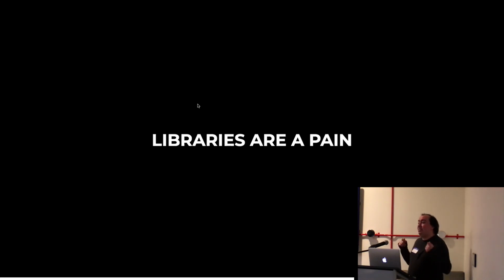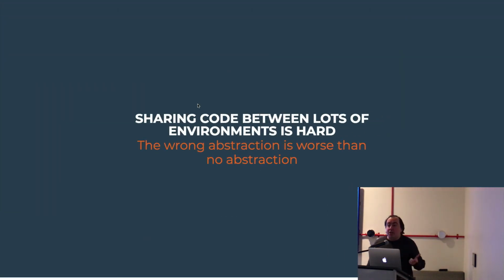So the next step when we talk about code consistency is that libraries are a freaking pain in the butt. Sharing code across a lot of environments is really hard. The wrong abstraction is literally worse than no abstraction at all. For example, we have internal apps, public apps, and so on that use different auth, and a library might be trying to wrap an API call, and if they're not careful, it's going to work in one environment and not another.